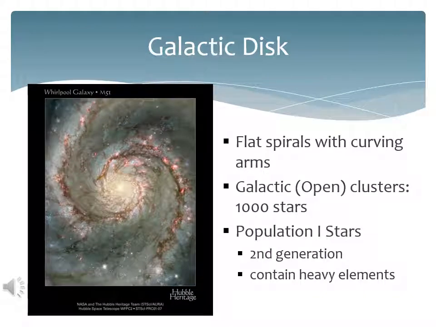The galactic disk is made up of clusters that we call galactic or open clusters of stars. And the number of stars in each of these clusters varies from maybe a dozen on up to maybe 1,000 stars or so. These stars that make up the galactic disk are called population 1 stars. They're thought to be second-generation stars. And the reason we think they're second-generation stars is they contain small but measurable amounts of heavy elements. That is, elements beyond iron in the periodic table.